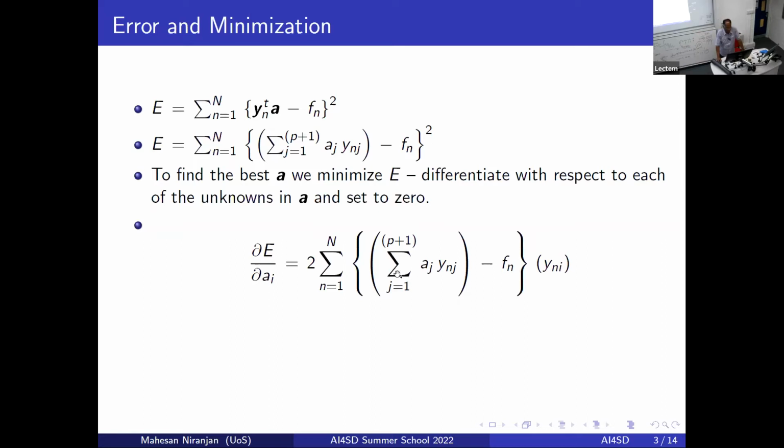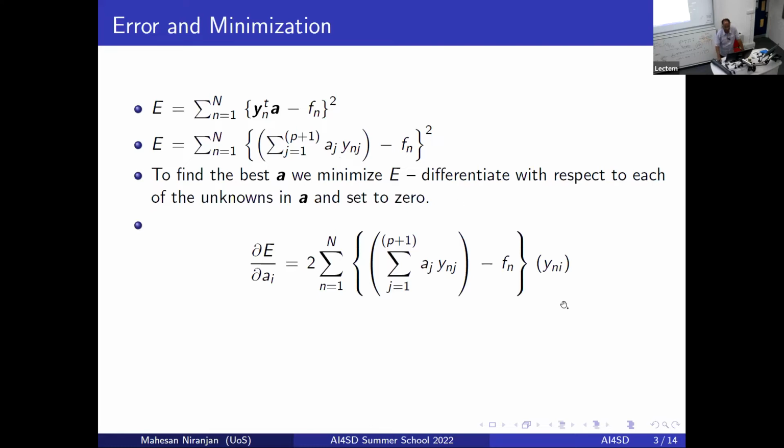And what do each of these terms give me? The 2 has come here. Then when I go and differentiate inside, I have to look at this part. When I look at this part here, J goes from 1 to P plus 1. It goes from A1, A2, A3 up to A10, say. When I differentiate it with respect to A2, then only the second term in that expansion will make a contribution. Everything else would be 0.